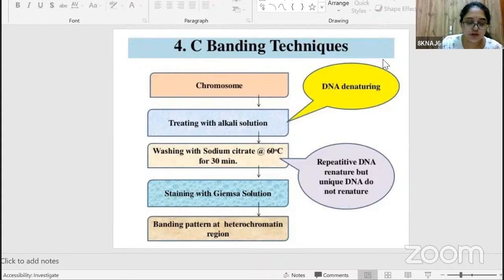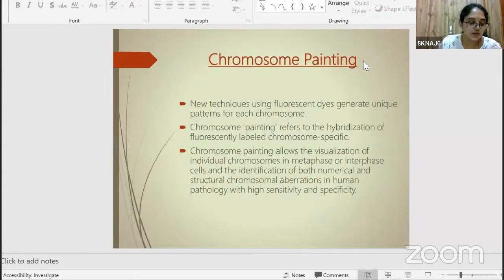So this heterochromatin is highly repetitive DNA sequences. So this is seen preferentially. These are the techniques that are seen. When it comes to chromosome painting, you have something relatively new, chromosome painting.